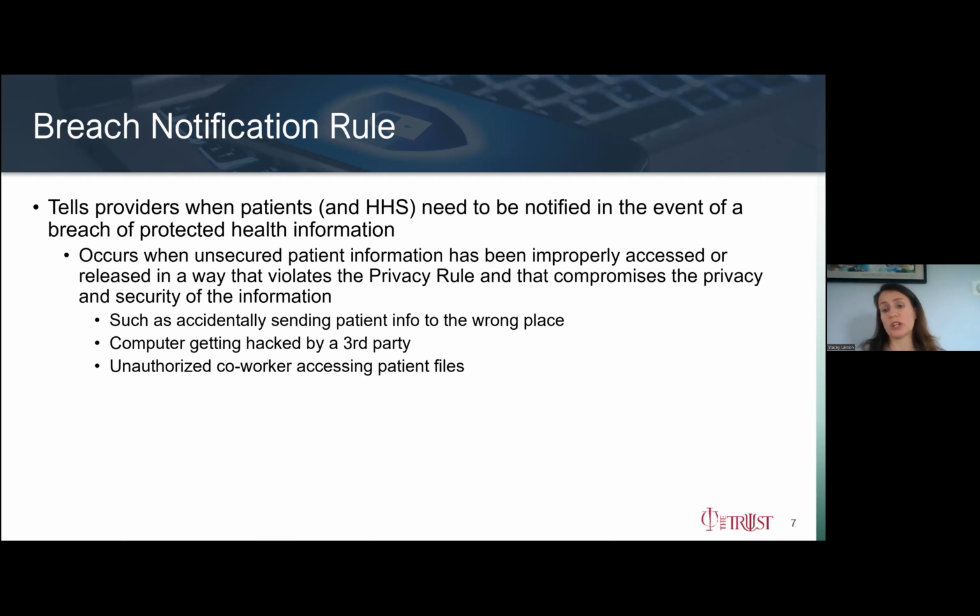So the rule defines a breach as the acquisition, use, or disclosure of protected information that violates the HIPAA privacy rule involving PHI that has not been secured by approved encryption or other technologies that make it unusable to unauthorized users, and that compromises the security or privacy of that protected health information by posing a significant risk of financial, reputational, or other harm to the patient. So basically what they're saying is somehow that protected health information got out, was read by another person, and there's a potential for that patient's identity to be stolen or for that patient to be harmed in some way.